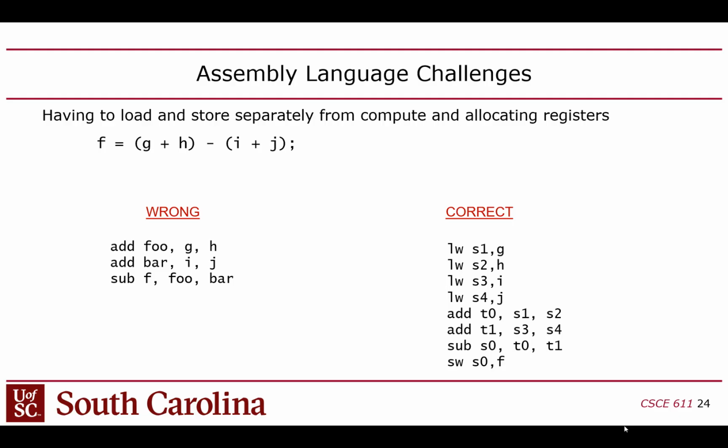The problem with this is that I have to allocate registers manually, which is awful. I have to decide which registers I'm going to associate with each one of those variables, and then the association is formally baked into the code with the load and store instructions. For example, if I load G into register S1, I am now associating variable G with register S1.